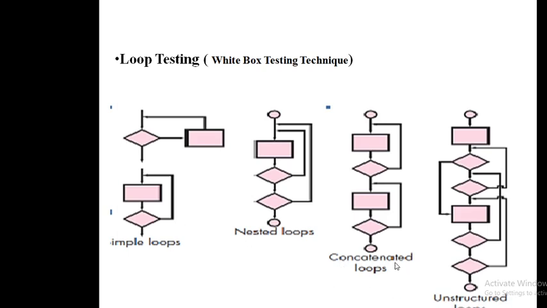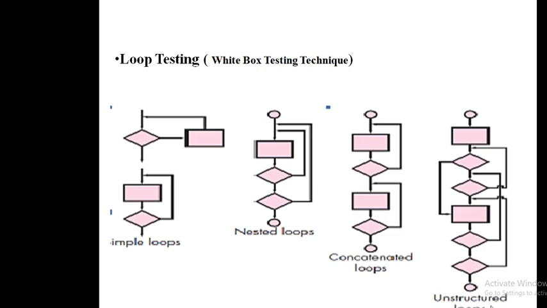Then the third one is concatenated loops. Concatenated loops are also just like a simple loop format. So this is loop 1. It is a simple loop. In loop 1, the result is executed here. That result may go to the value for loop 2. And here also we have another loop. That means a combination of two simple loops comes under concatenated loops.